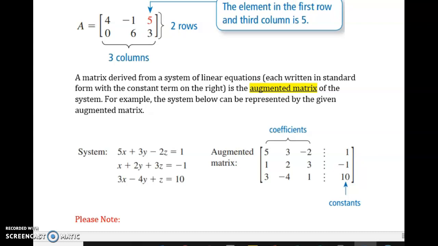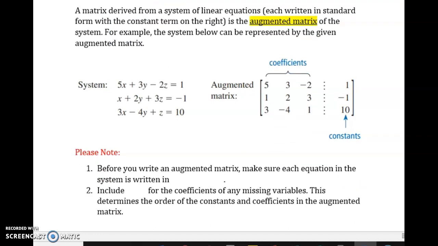For example, the system below can be represented by the given augmented matrix. Let's just say that we have 5x plus 3y minus 2z equals 1. What the book chose to do is put dots between the variables, our coefficients, and our constant, which is to the right. Notice that there is no x, no y, and no z there. When you write your augmented matrix, you're only going to have coefficients, which are numbers. That's the number in front of each variable.